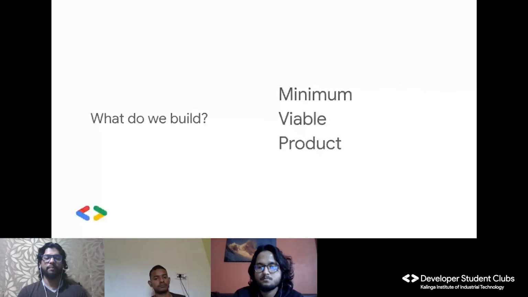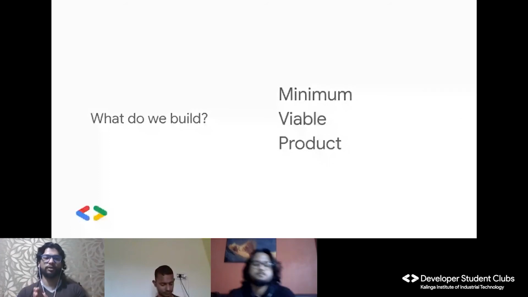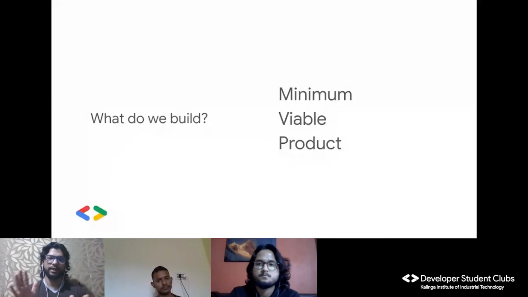And he calls this the minimum viable product. It's the product which takes the least amount of time to develop, but gives you the most amount of opportunity to learn. So I think this is a really good observation that Eric Ries had.